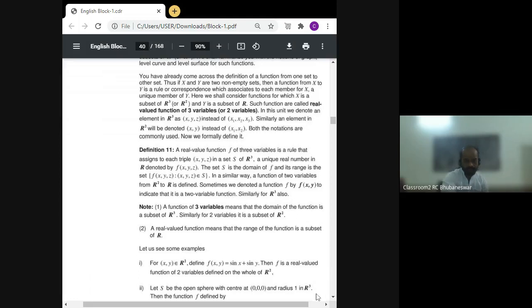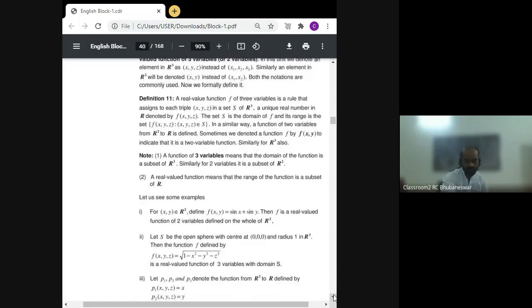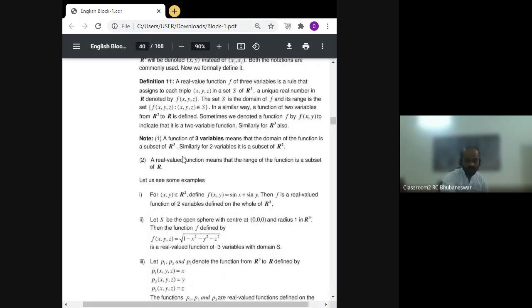Now let us look at some basic facts about these two-dimensional and three-dimensional functions on the set of real numbers. In note number 1, we have to focus that for a function of three variables, the domain of the function is a subset of R cube. So the domain must be a subset of R cube, or it will be R cube itself. Similarly, whenever the domain is a subset of R square or R square itself, these functions are said to be real valued functions of two variables.